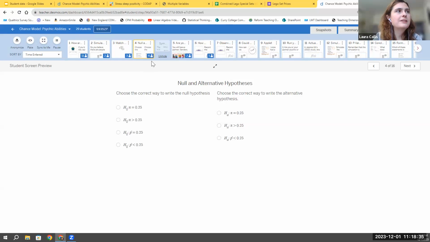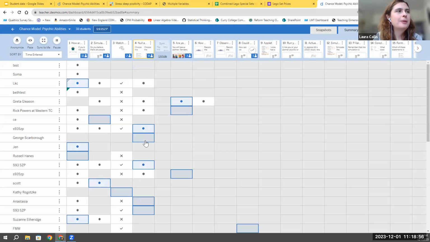I'll give folks a few minutes. I can see how many people and who is on each slide. So often I'll say, hey, Jamie, join us on slide 4. I'll give folks a second. Okay, if I go under summary, again, I can see how many people have answered slide 4, and that way I can say, okay, I need to wait a few more minutes. It helps me with my pacing so I don't go too fast.